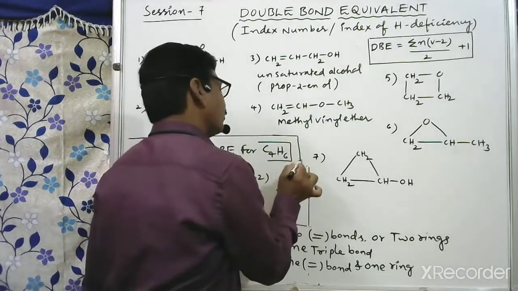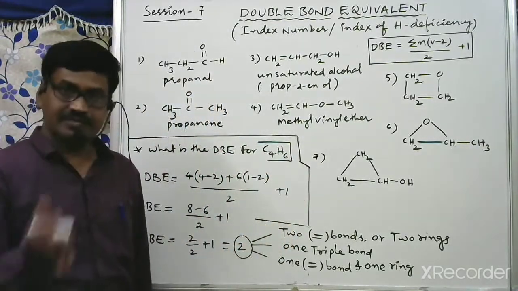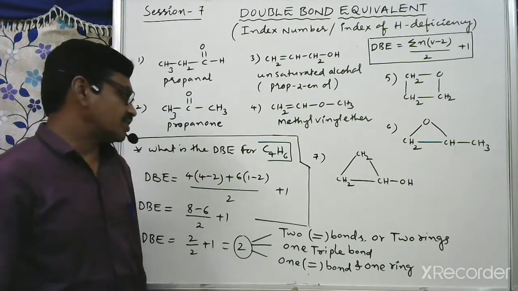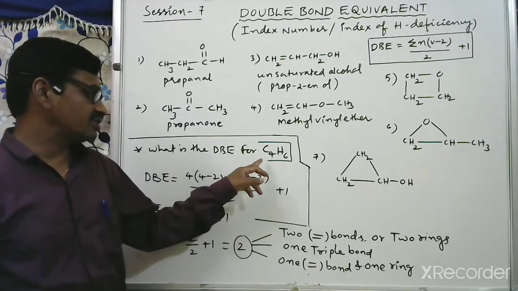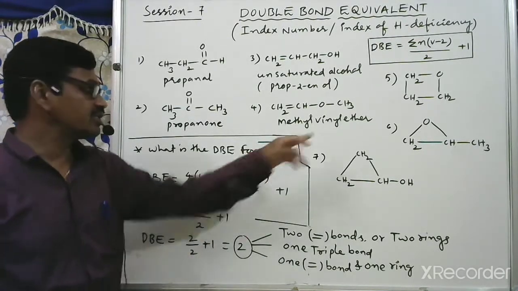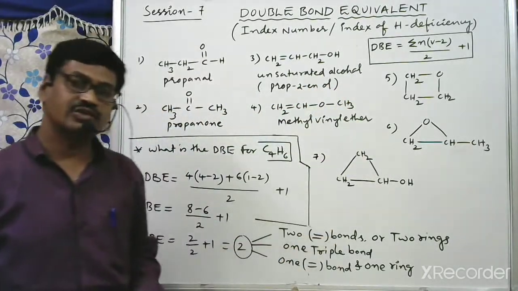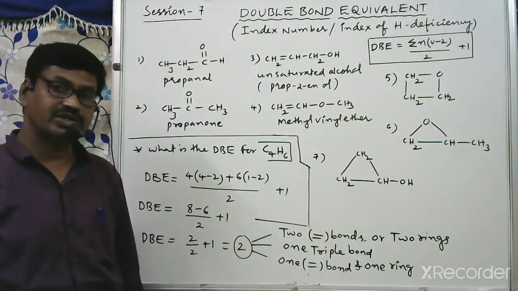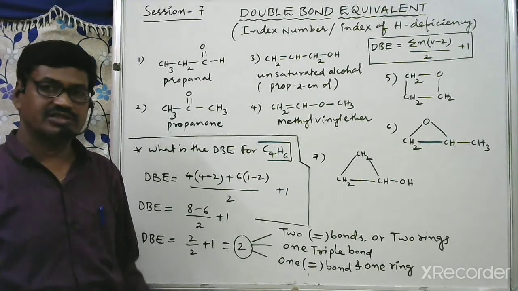If you have an answer, please send it in the comment box. If you have any doubt, in next sessions we'll discuss C4H6. Like C3H6, how many did you get? 7 you got, no? 1, 2, 3, 4, 5, 6, 7. Like that, you try to write. This is one of the important questions, maybe in NEET examinations, or mains examinations.